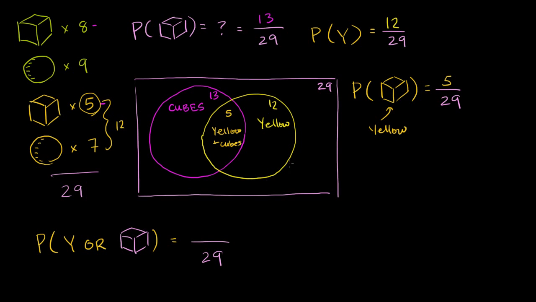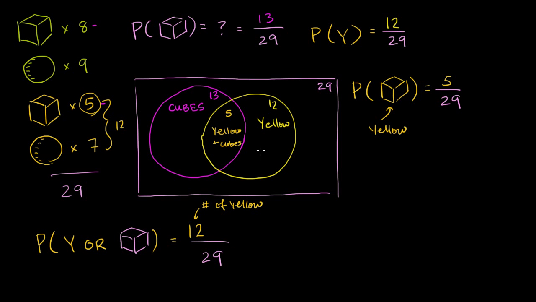So that would be this entire circle right over here. 12 things that meet the yellow condition. So this right over here is 12. This is the number of yellow. That is 12. And then to that, we can't just add the number of cubes, because if we add the number of cubes, we've already counted these 5. These 5 are counted as part of this 12.